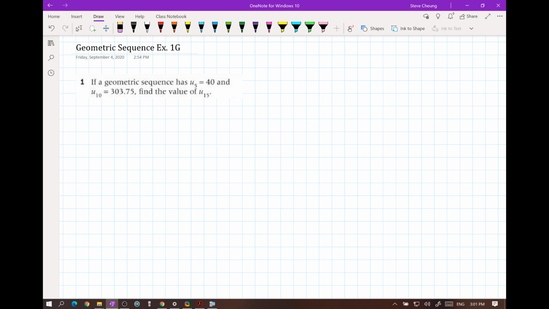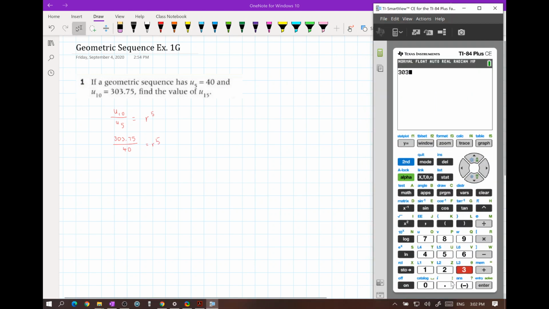Hello, let's go over the questions in exercise 1G. So given the fifth term and the 10th term, find the 15th term. We can first find out what the common ratio will be by dividing the 10th term by the fifth term. And that will give us 5 times the common ratio, in this case r to the power of 5. So this will give us the ratio here.